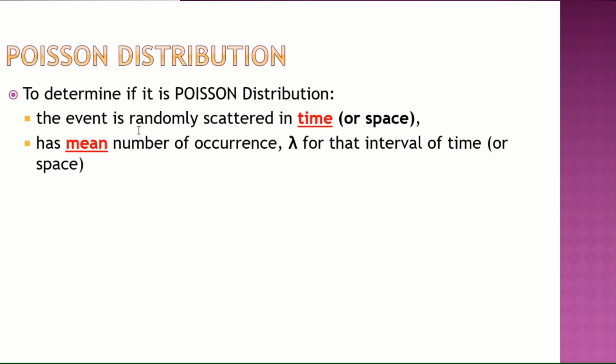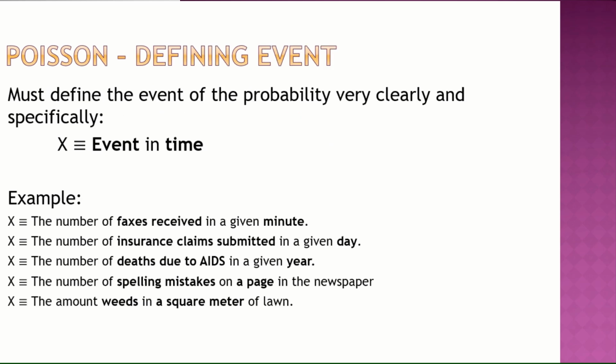All right. So to determine if it's proper Poisson, if it was binomial, n and p is given to you. But if it's Poisson, you have something scattered in terms of time, or mean number of occurrence in an interval of time. All right, I'll show you the example. Every time you have any probability question, you're going to define the event, right? Like when it came to binomial distribution, it is the number of whatever. It's still number of, because it's discrete, you can count it. So it's number of faxes received in a given minute. Can you see that? Anything in a given time.